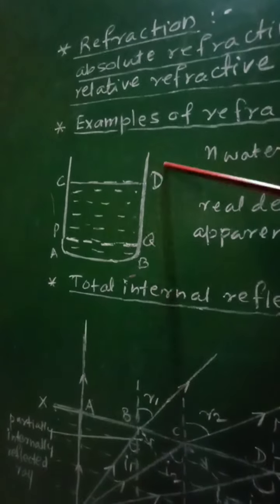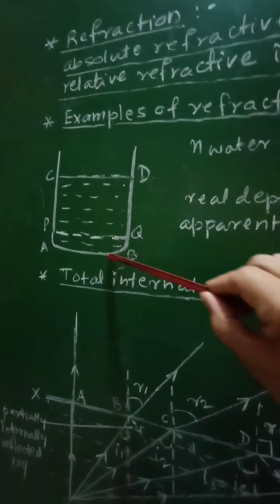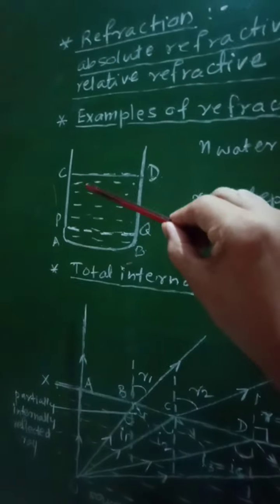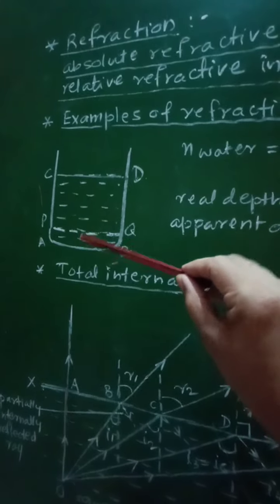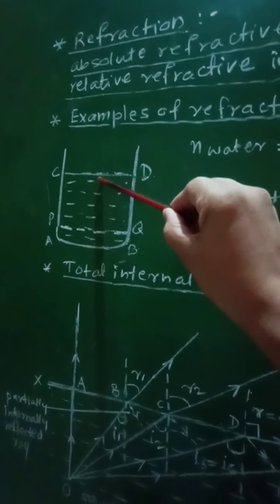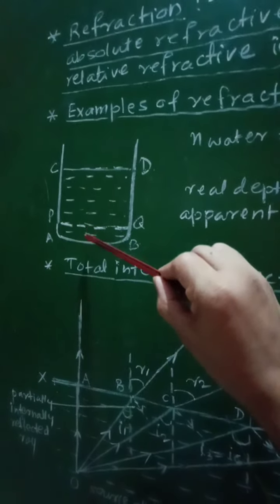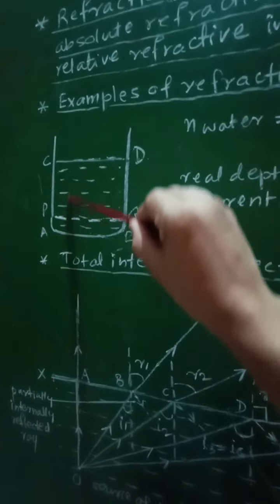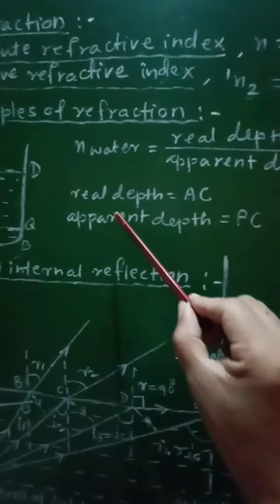So in this diagram, CD will represent the actual liquid level, AB is the base of this vessel, and therefore the real depth will be equal to AC. So AC will represent the real depth, actual depth, and when it is observed from upside, the bottom will appear to be raised to PQ. Instead of AB, it will be observed at PQ, and therefore this depth PC will be nothing but the apparent depth. So real depth is equal to AC, apparent depth is equal to PC.